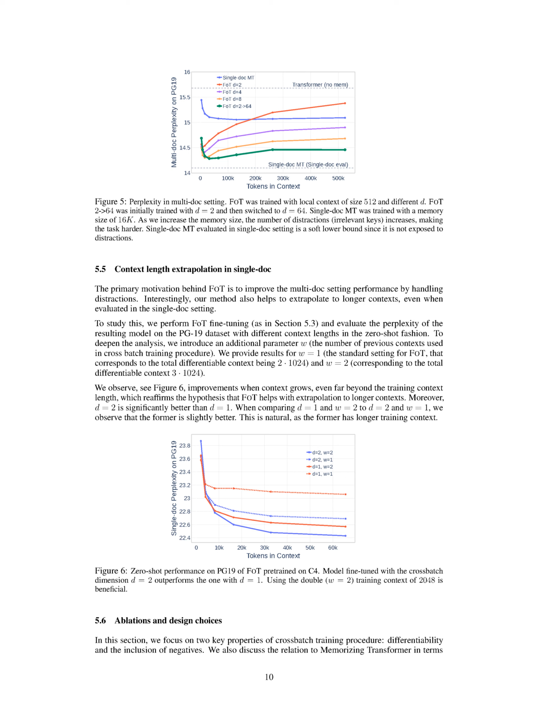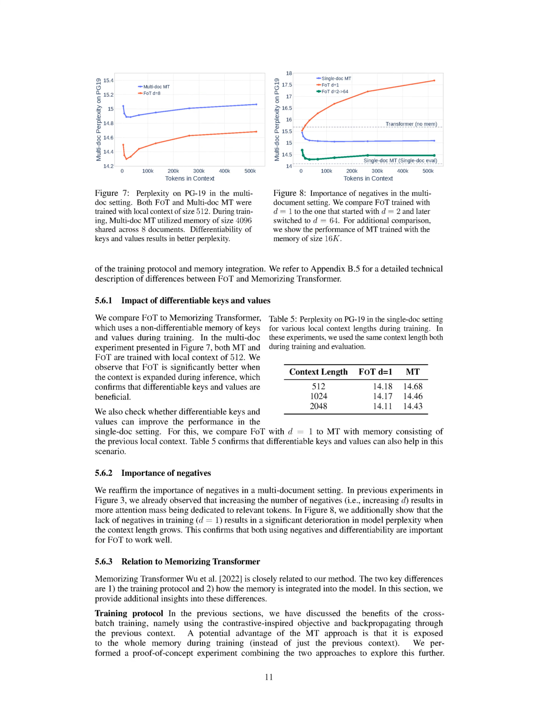Section 5.6 Ablations and Design Choices. In this section, we'll delve into two crucial aspects of the crossbatch training process, its differentiability and the inclusion of negatives. We'll also discuss how it relates to the memorizing transformer in terms of training protocol and memory integration. For a more technical comparison between our method, FOT, and the memorizing transformer, please refer to the appendix. Firstly, let's discuss the impact of differentiable keys and values.